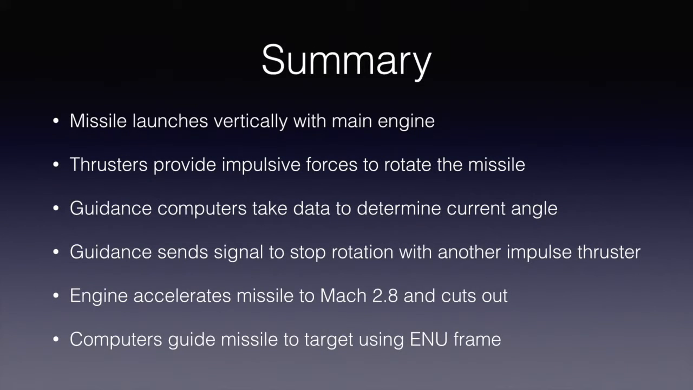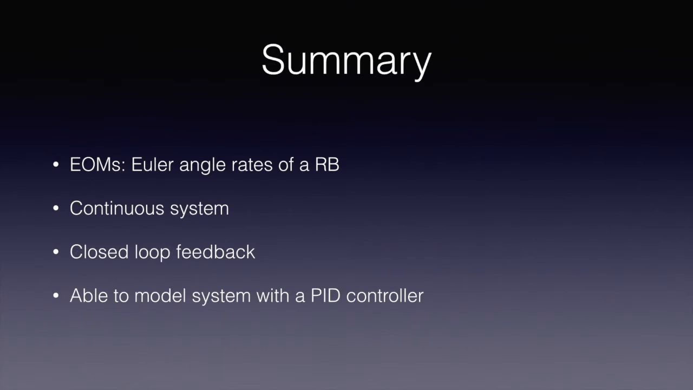In summary, first the missile launches vertically with its main engine. Then thrusters provide impulsive forces to rotate the missile. Next, guidance computers take data to determine the current angle, and also then send signals to stop the rotation with another impulsive thruster. The engine then accelerates the missile to Mach 2.8 and cuts out. Computers then guide the missile to the target using the ENU frame.